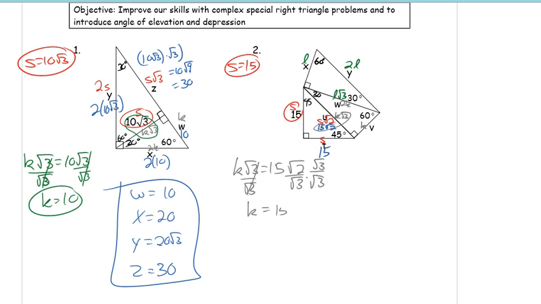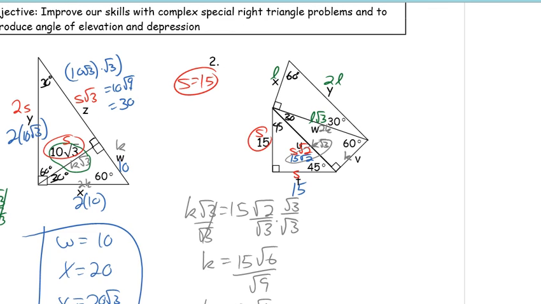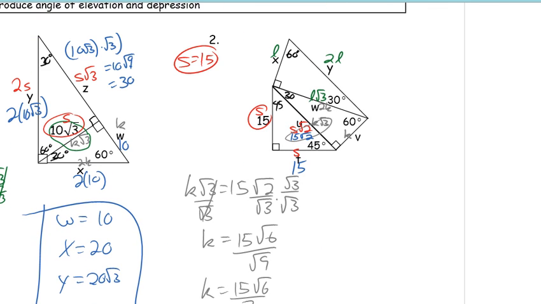K equals 15 radical 6 over the square root of 9. I didn't do the shortcut there. I don't know why. 15 radical 6 over 3. K is 5 radical 6. Plug it back in. I'm going to zoom in. We're running out of space here. So what did I say it was? 5 radical 6. So that means this is 5 radical 6, which means this is 2 times 5 radical 6, or 10 radical 6.